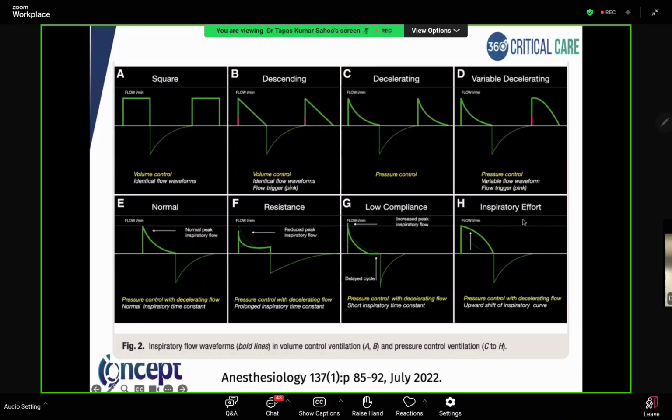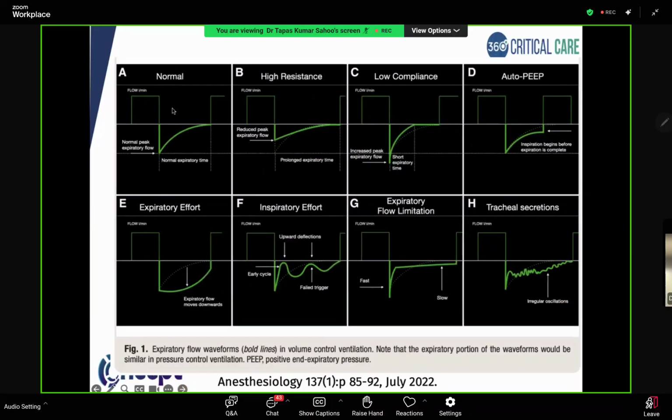Then the inspiratory effort, where the patient is trying to take so much inspiration, there is an upward shift of the inspiratory curve. It would look a little bit swollen. Now these are the expiratory flow waveforms in volume control ventilation. You see here the normal expiratory line, I have already told you. If prolonged expiratory time and reduced expiratory flow are there, that means high resistance. If there is low compliance, you see here increased peak expiratory flow and short expiratory time. Clear? Then it would all be at baseline.